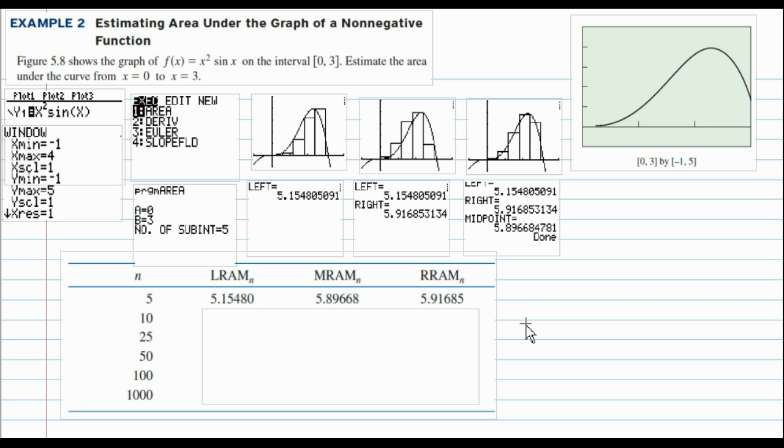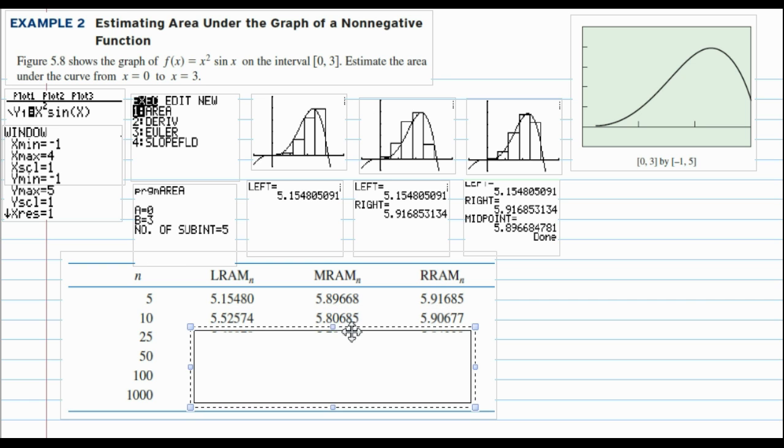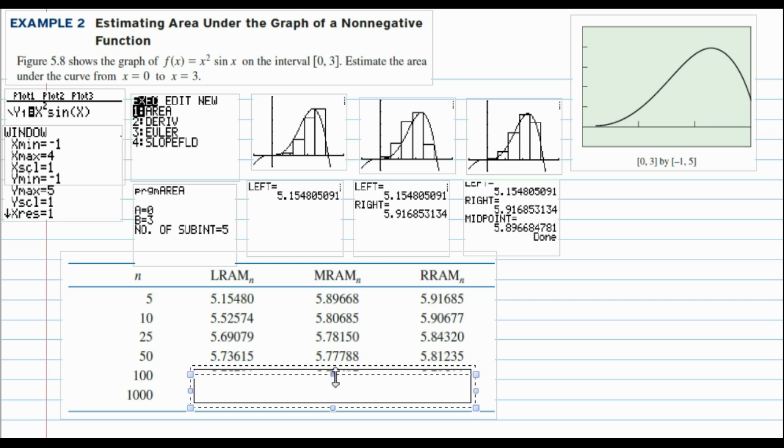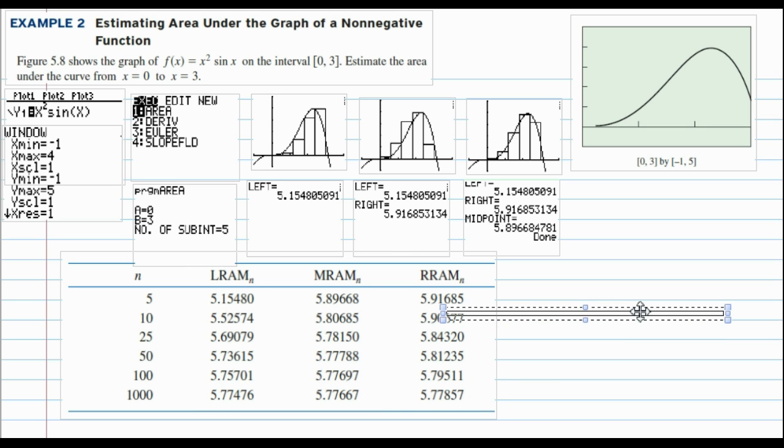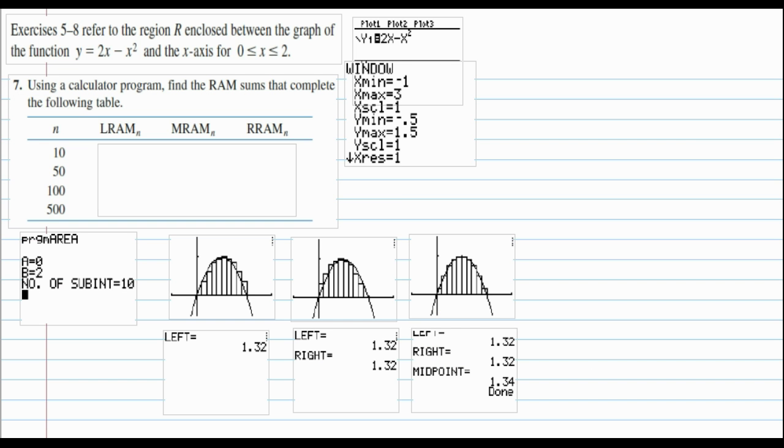Well, then I can repeat that process for 10 rectangles, 25 rectangles, 50 rectangles, 100 rectangles, 1,000, basically any amount of rectangles you want. Try one more just for fun, maybe try 50. I understand you probably don't want to go through all of these during a screencast, but just try one. Make sure you can work this program. The now try problem number 7 asks us for the same thing.